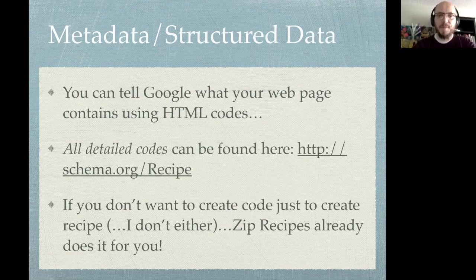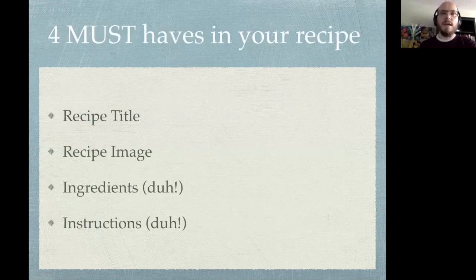And this is available on your free versions as well as the premium versions alike, depending on the different features that you have available. So in order to rank high, Google tells us that we must have four things on a recipe. That's recipe title, recipe image, ingredients, and instructions. These are pretty obvious things, right?